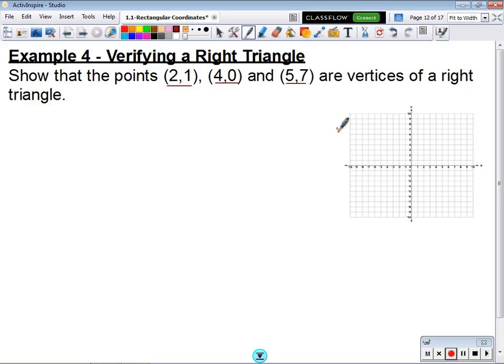The first point here, 2, 1, I'm going to go 2 to the right, up 1, so I have a point there. Then I have 4, 0, which would be 4 to the right, and then stay on the x-axis, so that's going to be there. And then I have 5, 7, which would be all the way up here, so that would go here. Now when I connect these points, I have here, here, and here. Based on the way this looks, it looks like this angle here might be the right angle. And here's C. And then I can label these as either A or B here.